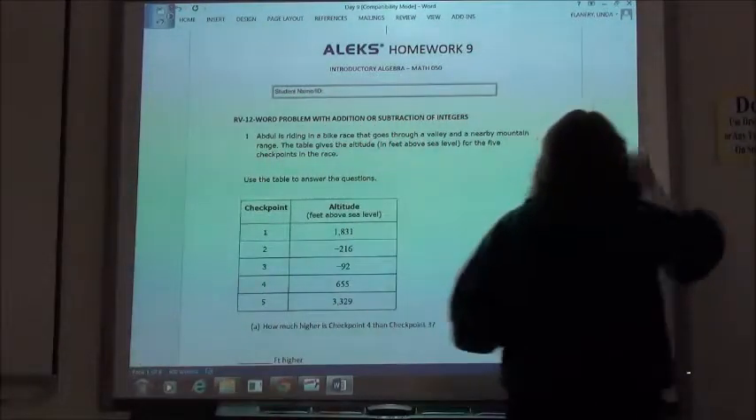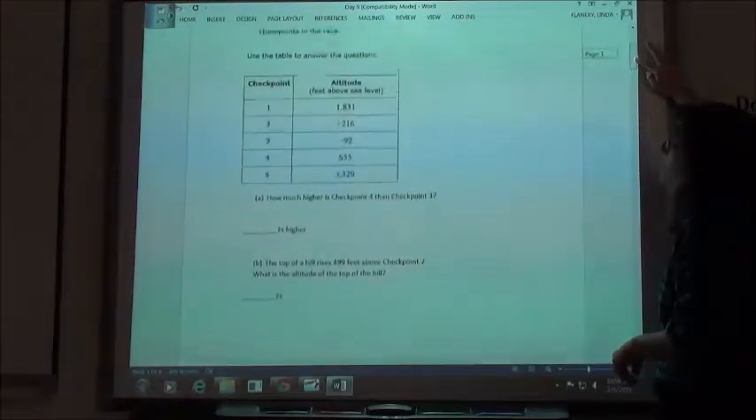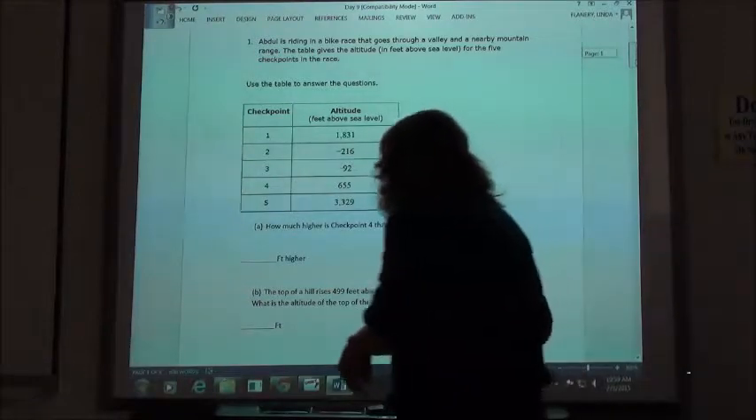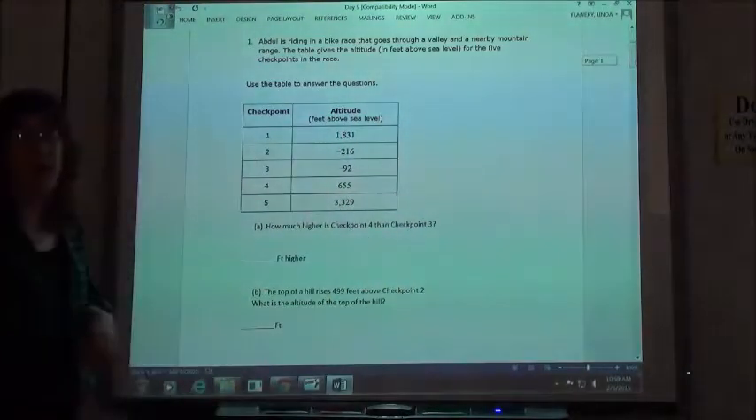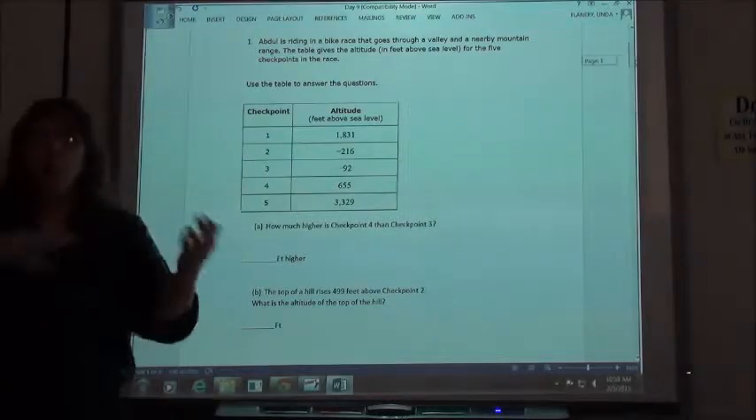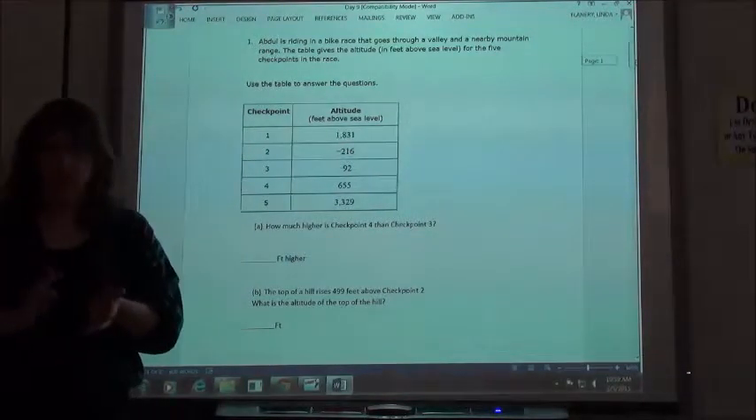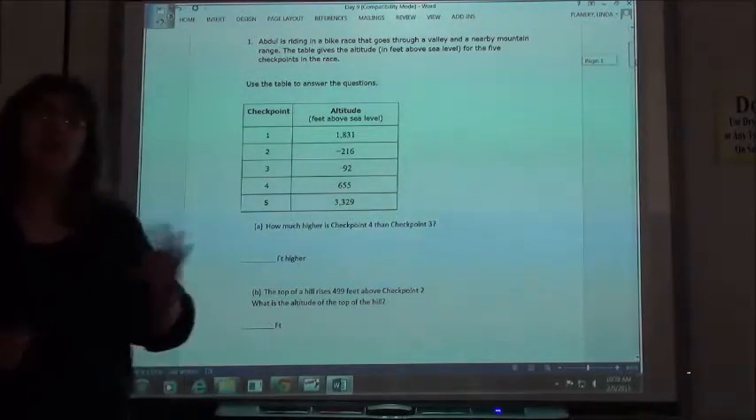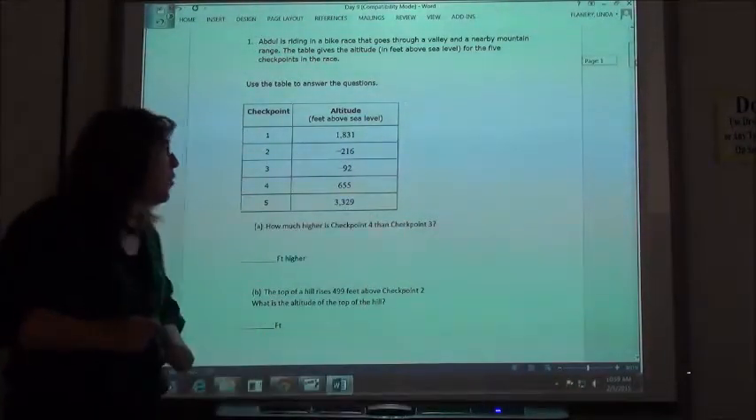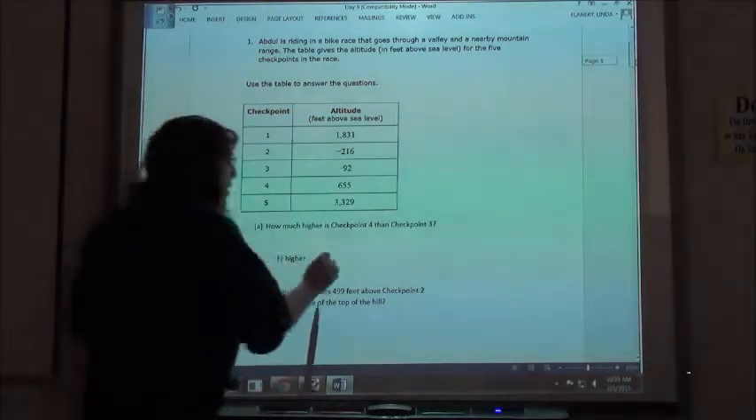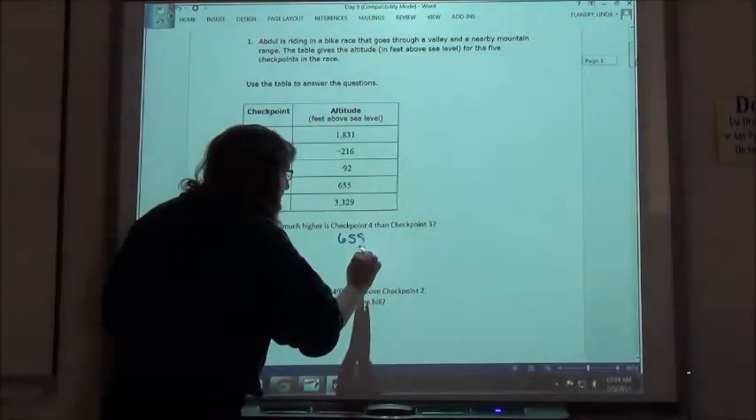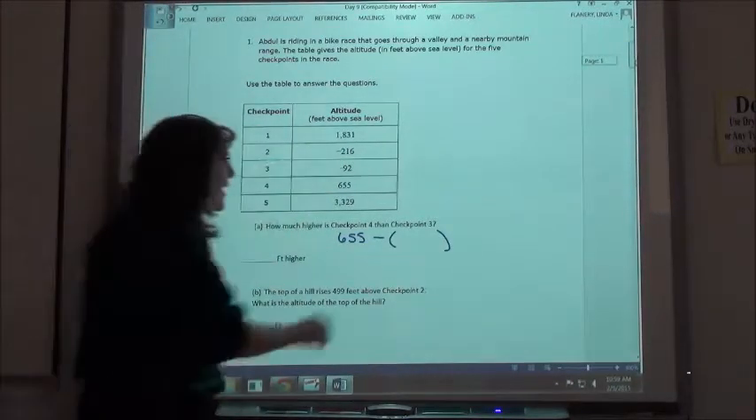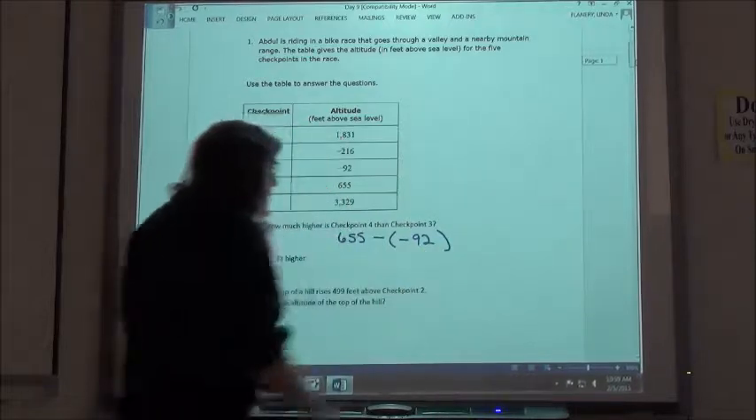I'm going to move this up so we can see what the questions are. So, how much higher is checkpoint 4 than checkpoint 3? When you're finding higher or lower, you're finding the difference between the two values. Difference means you're going to subtract the two values in the order of the question. So, checkpoint 4 is 655. I'm going to subtract whatever checkpoint 3 is. So, checkpoint 3 is a negative 92.